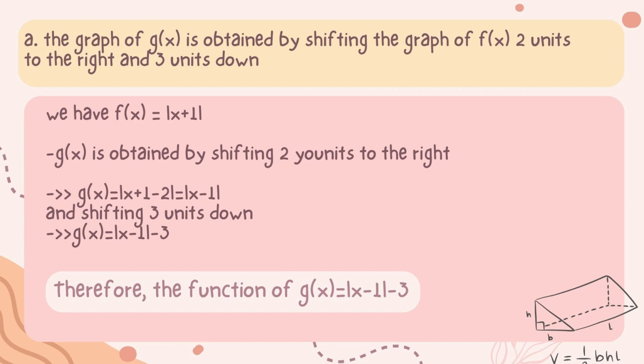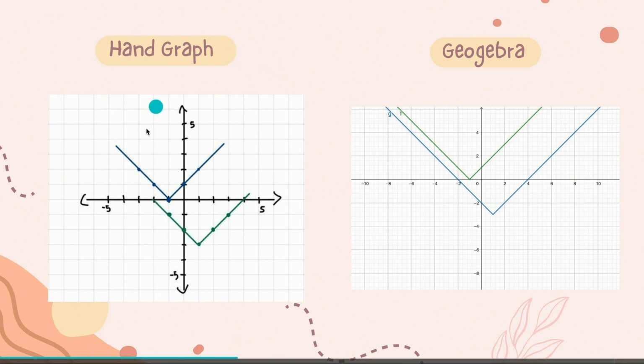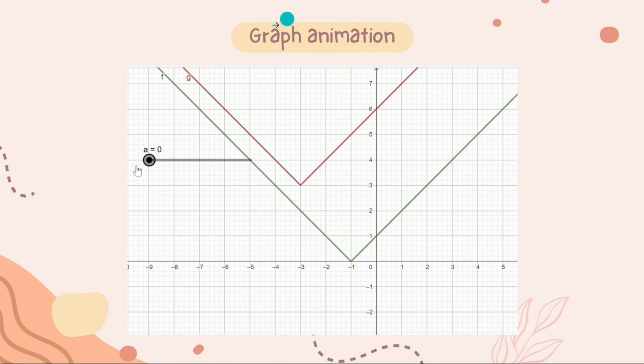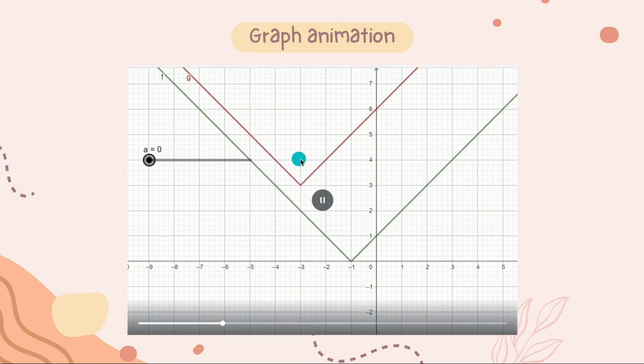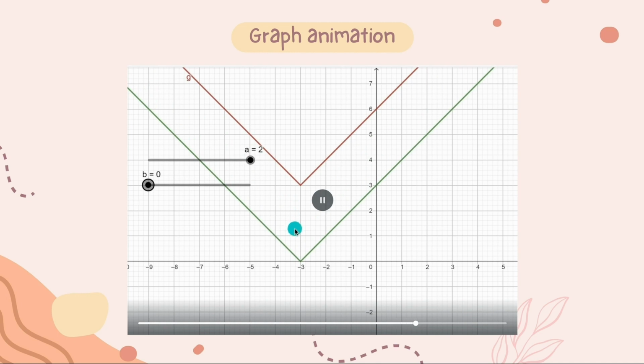After graphing the function, we got this graph, which is this handwritten graph, as well as the GeoGebra graph, which we can see here, them being the same. The next slide shows the animation of the shifting, 2 units and 3 units as shown here: 2 units to the right and 3 units down.